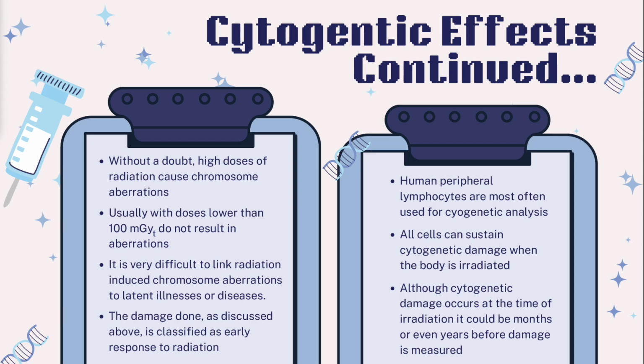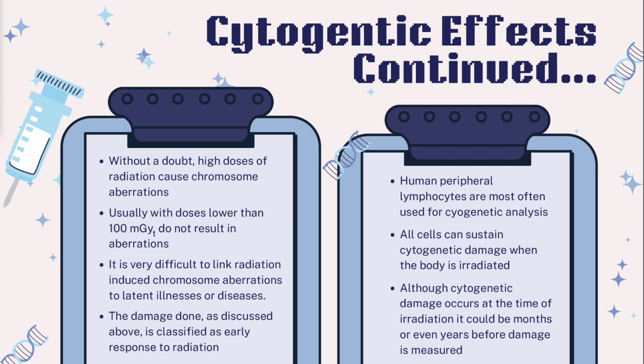Again, all cells can sustain cytogenetic damage when the body is irradiated, but it is more prevalent in high doses, and although cytogenetic damage occurs at the time of radiation, it could be months or years before damage can be measured. After all this, you may ask, why does it take that long to detect?